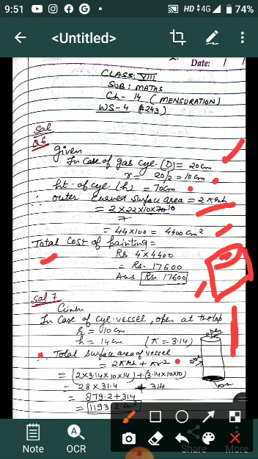We have to find the total surface area, but as it is open from the upper part but lower part is closed, the bottom part is closed, so we will add 2 pi rh plus pi r square, and using this formula you will calculate the answer. Okay. Now see the next one.